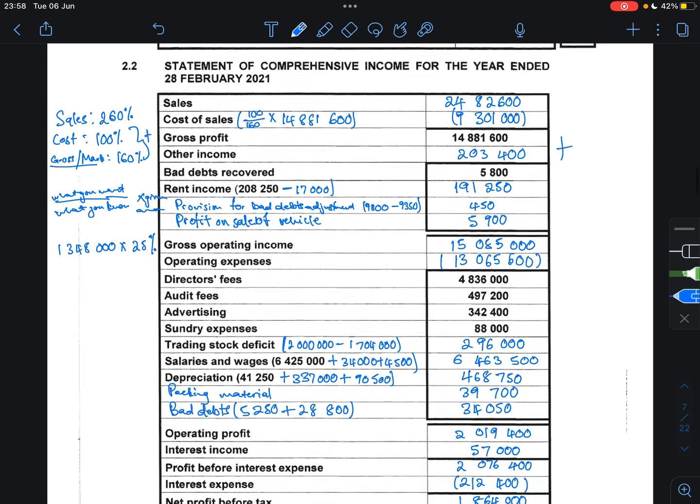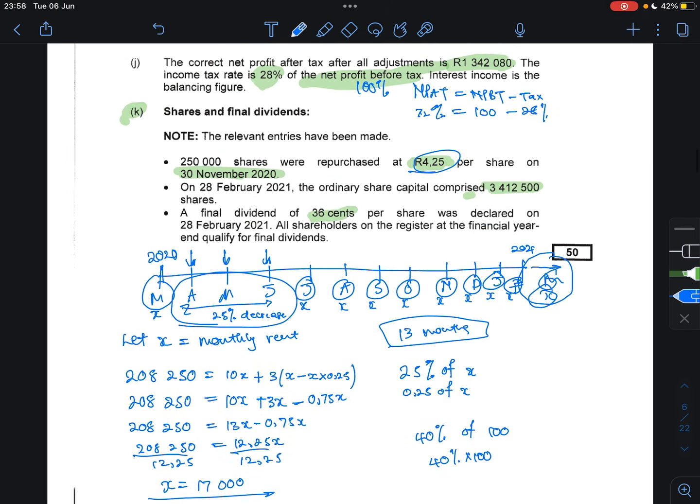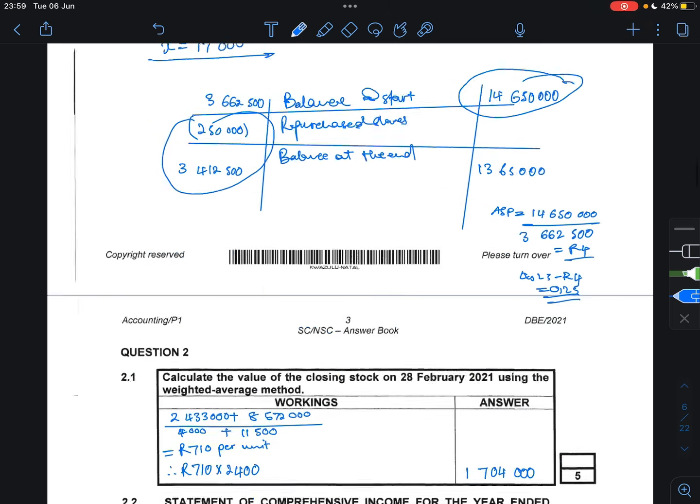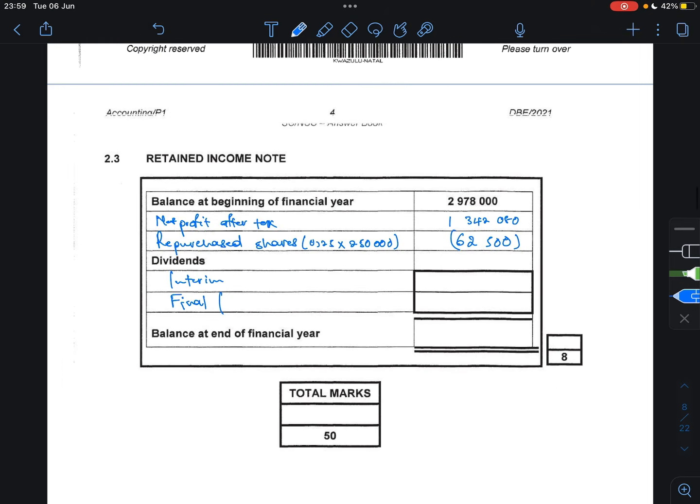All right, so with the final, it's pretty easy. Also the interim. The final dividend is 36 cents per share declared on all the shareholders on the register at the financial year end who qualify. So at the financial year end, we had these amounts of shares, 3,412,500 times 36 cents. So those are your final dividends. 36 cents times 3,412,500 is 1,228,500.